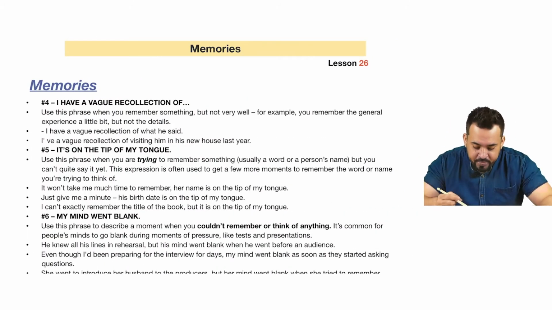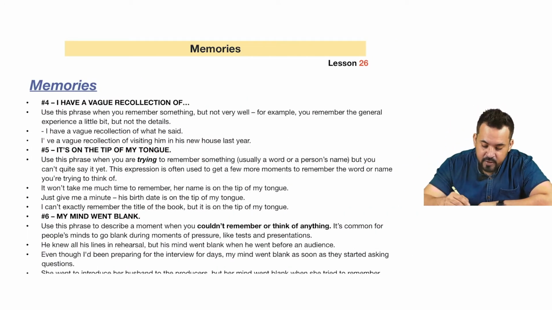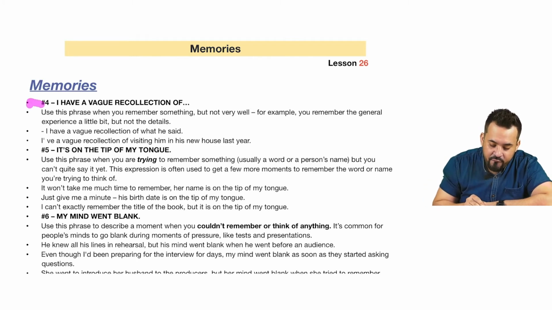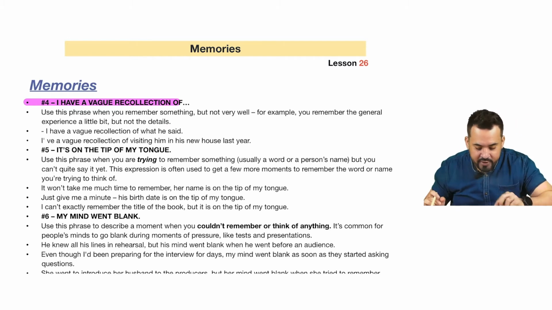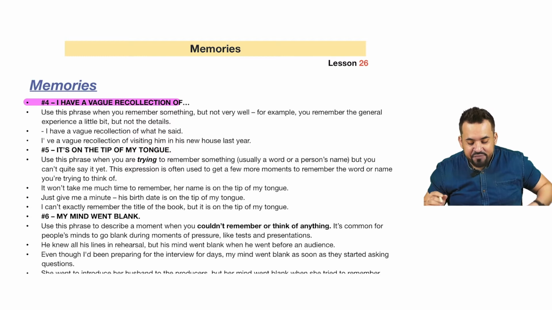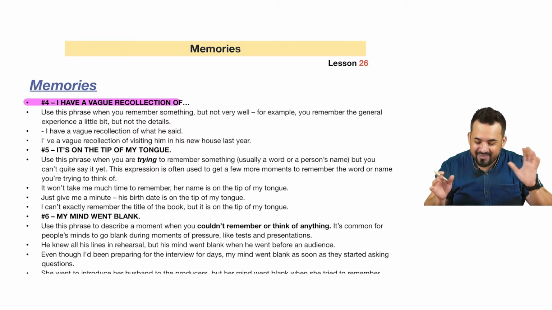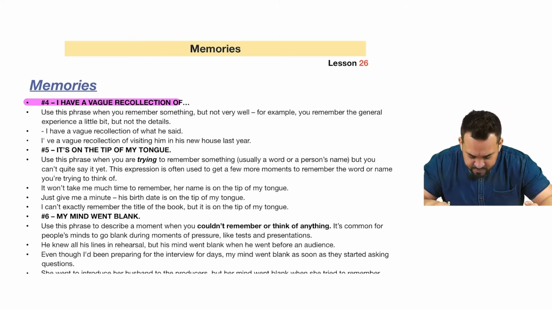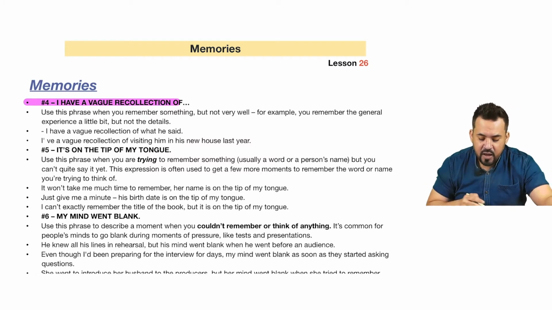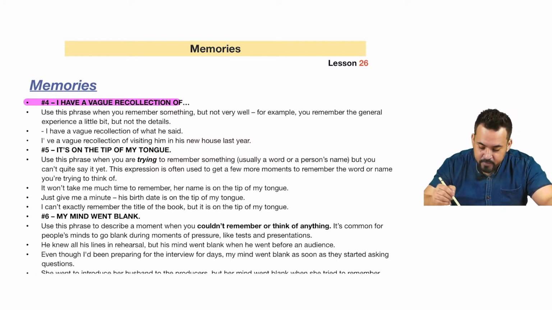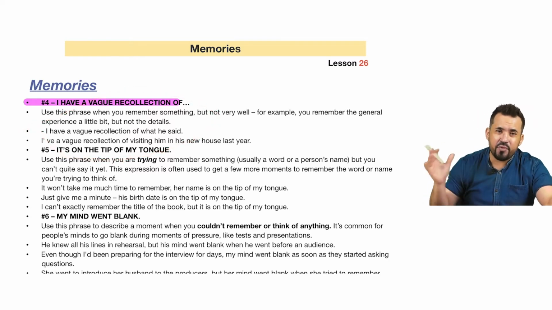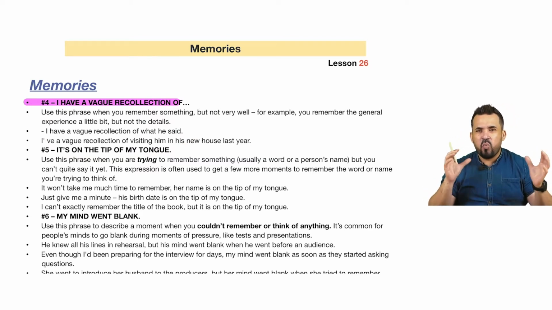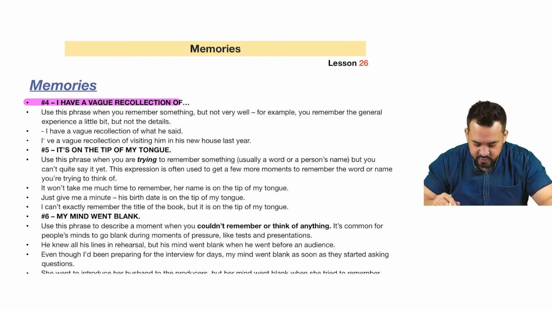Okay, next phrase is, I have a vague recollection of. That means you really don't remember something very well, but you have a general idea, but you don't know the details. Okay, so let's take a look at some examples. I have a vague recollection of what he said. I mean, I remember that I talked to him, but I don't remember exactly what he said.